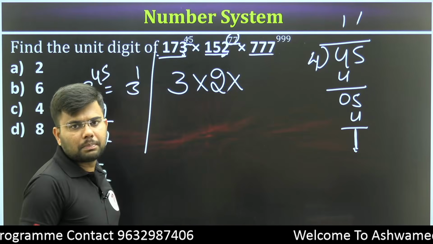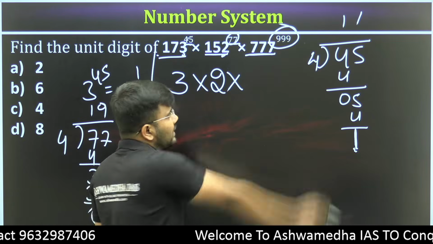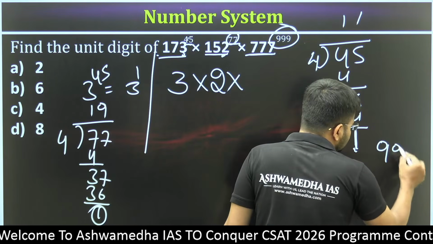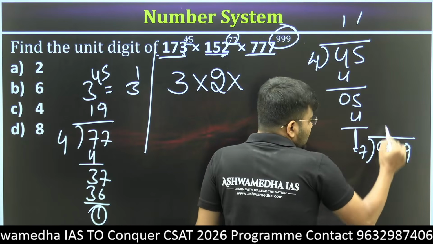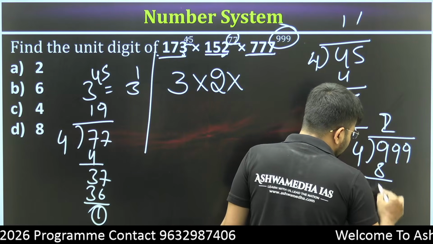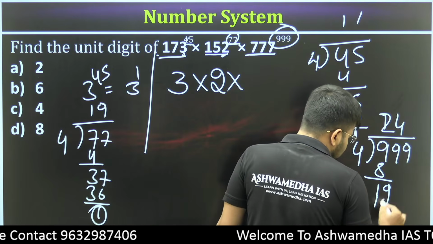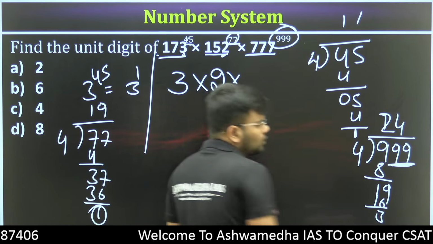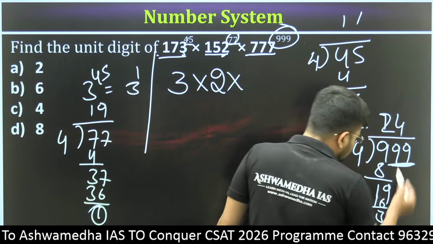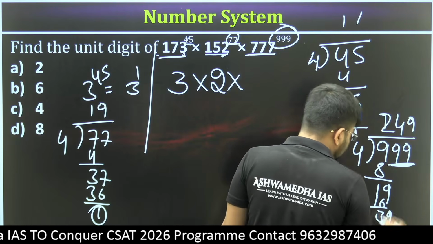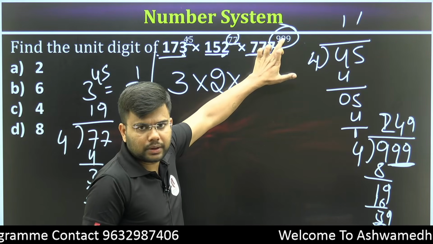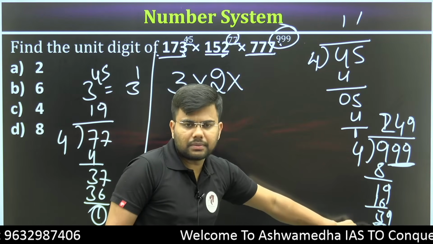Similarly, find out for 777 to the power of 999. You're supposed to find the unit digit of 7 itself. Take the power, that is 999, divided by 4. Just divide the last 2 digits, the same remainder would be for the entire number. 4 twos are 8, 1 is the remainder, 19, 4 fours are 16, 3. If you divide 999 by 4, the remainder would be 3.